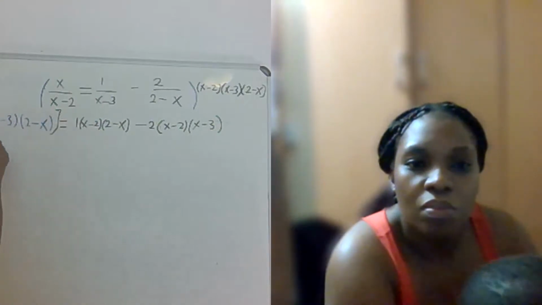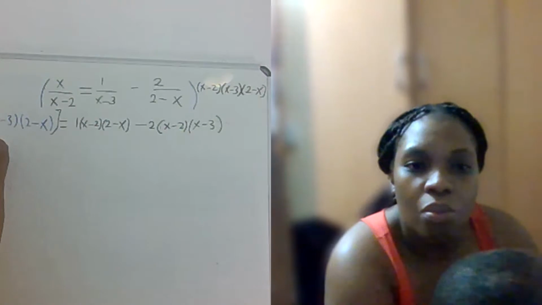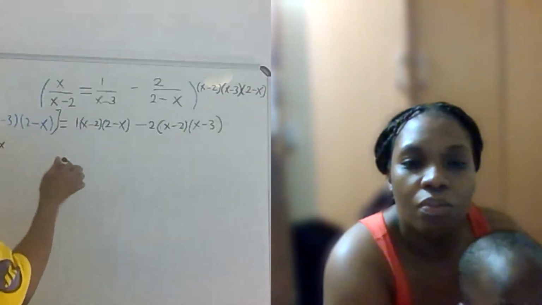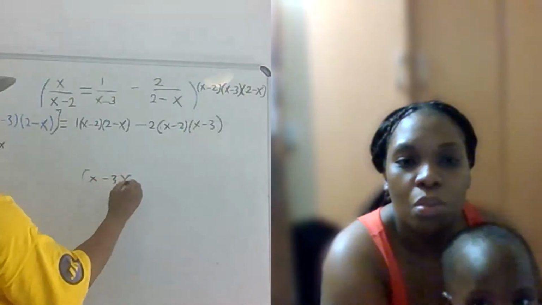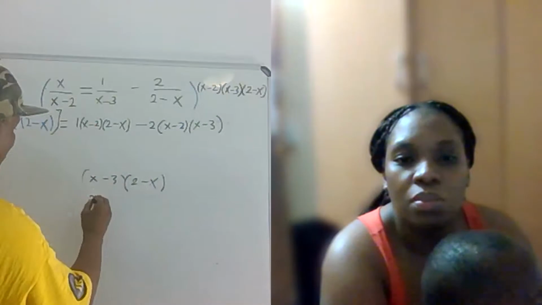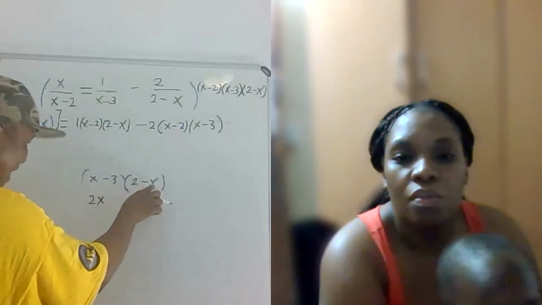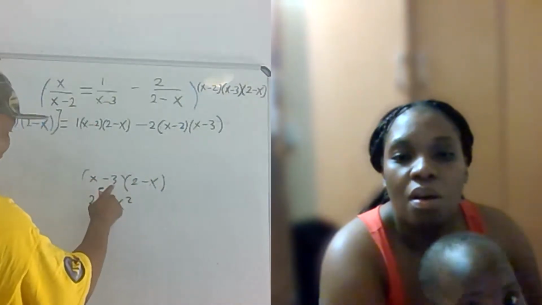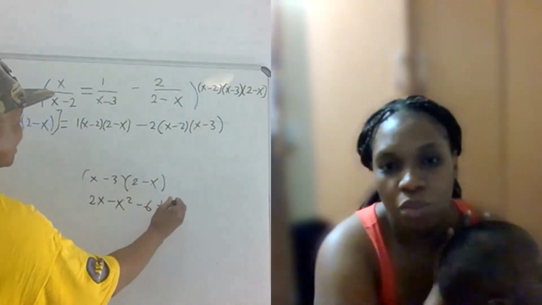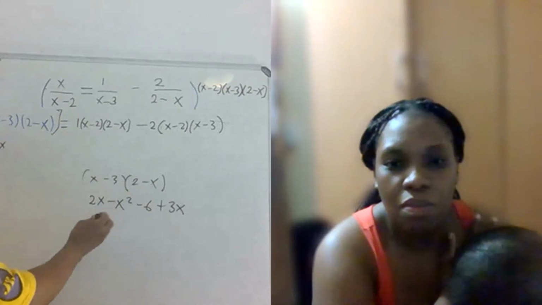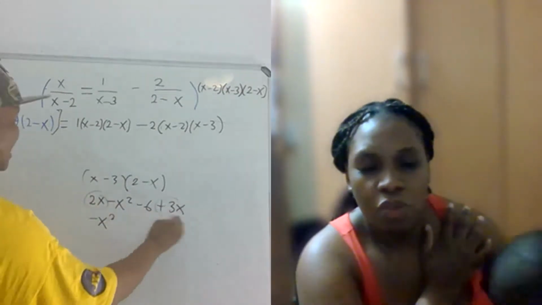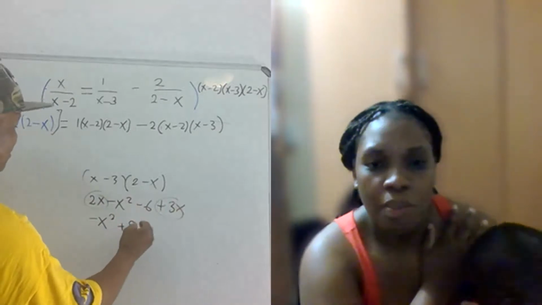Okay, we still have the x. Now, x times 2, 2x. Okay, we can simplify here. So say x minus 2, and then 2 minus x. Now, x times 2, 2x. x times negative x, negative x squared. Okay. Now we account for this negative 2: negative 2 times 2, negative 4, negative 2 times negative x is plus 2x. We can group this together. We start with the negative x squared, and this and that one is 5x.